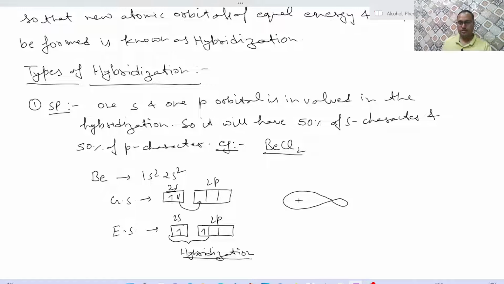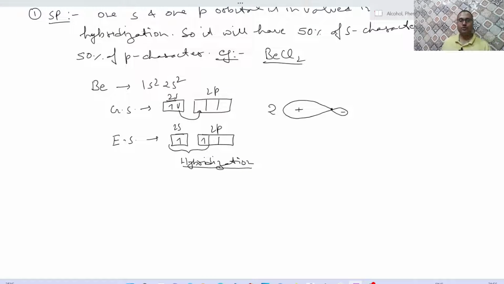This is the positive lobe. The bigger lobe is represented with the positive sign and the smaller lobe is represented with a negative sign. So these two hybrid orbitals, how many? Two hybrid orbitals will be formed because two orbitals are involved in the process of hybridization. They align themselves in 3 dimensions in such a way that they will have minimum repulsion and maximum stability. So in order to have minimum repulsion and maximum stability, they would align themselves at an angle of 180 degrees to each other. So they would be present like this.